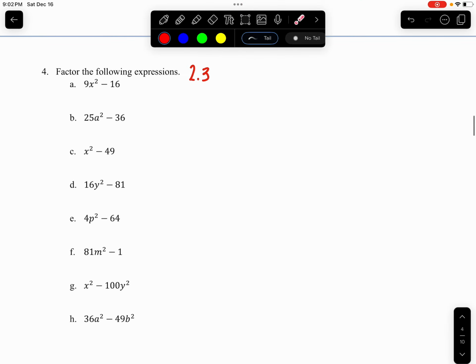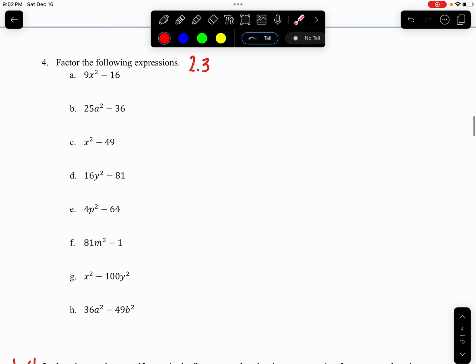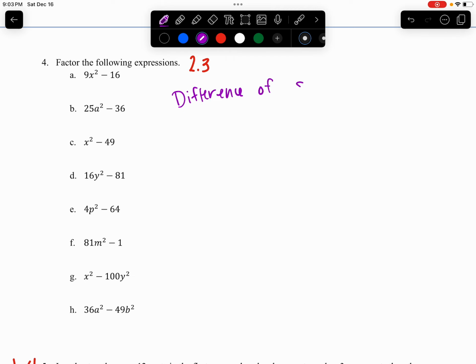All right, next one. Factor the following expressions. This one, we've done this so many times. So here, the only justification you really need is, this is by difference of squares. Difference of squares. Okay, 9x squared minus 16.